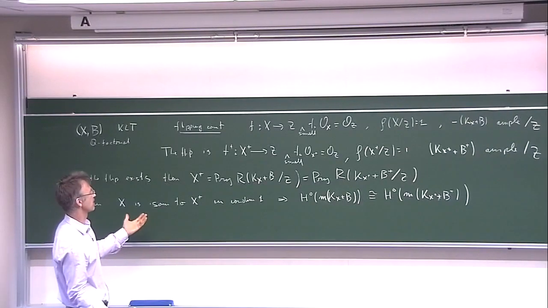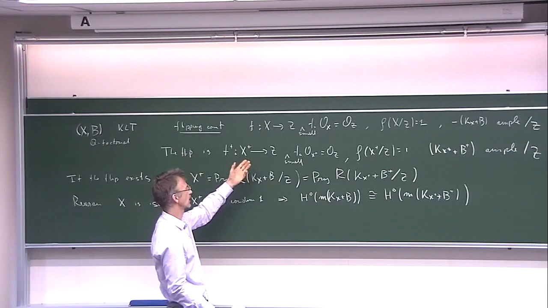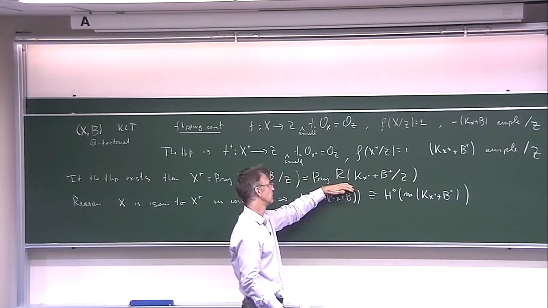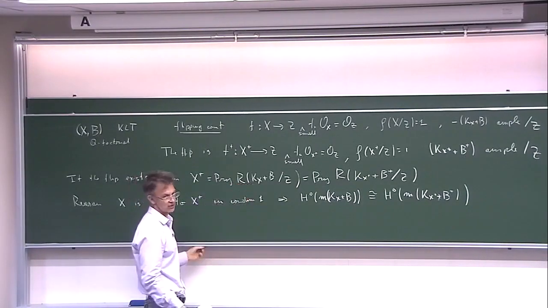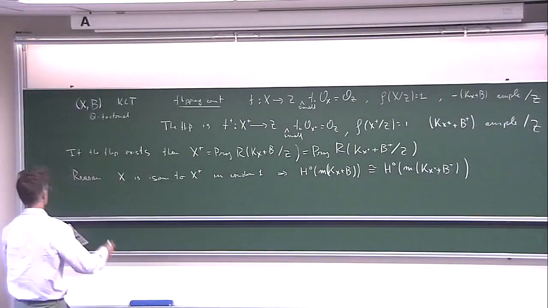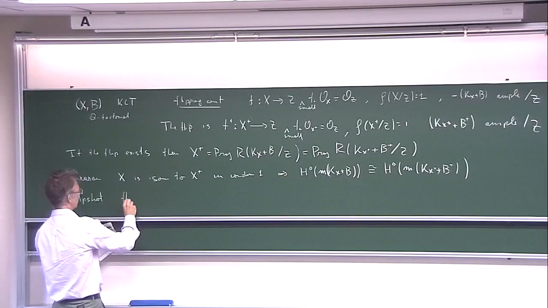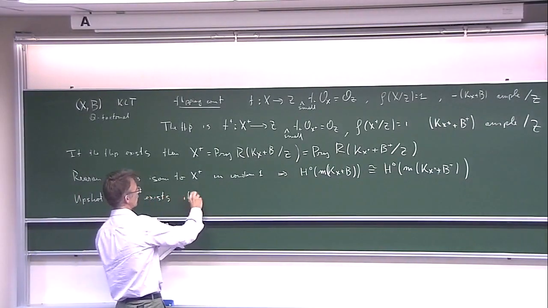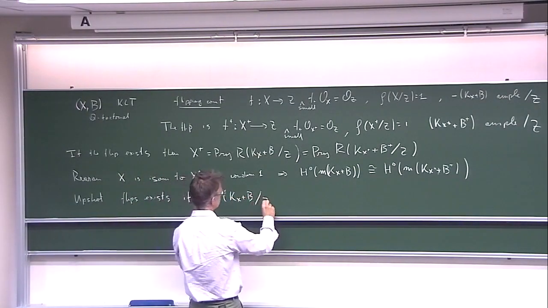I imagine how people came up with this is they said, well, wouldn't it be nice if you had a flip with these properties? Okay, then how can you sort of identify the flip? Well, you have a relatively ample line bundle, so it has to be Proj of that. Well, they're isomorphic in codimension 1, so all we need to do is to prove that this ring is finitely generated. So the upshot is that flips exist if and only if I can show that the ring of K_X + B over Z is finitely generated.